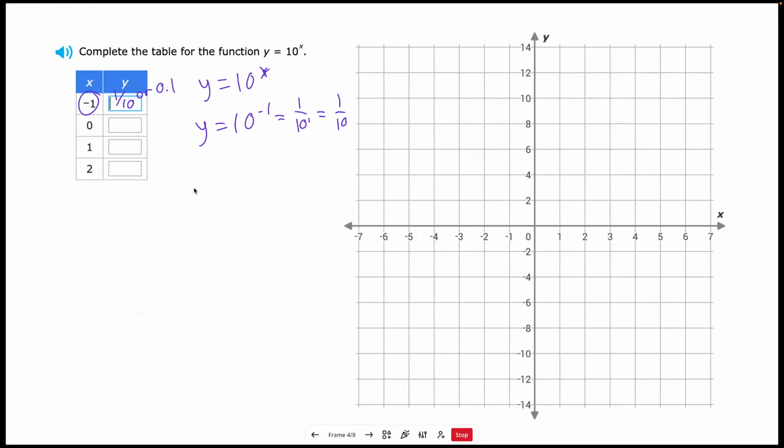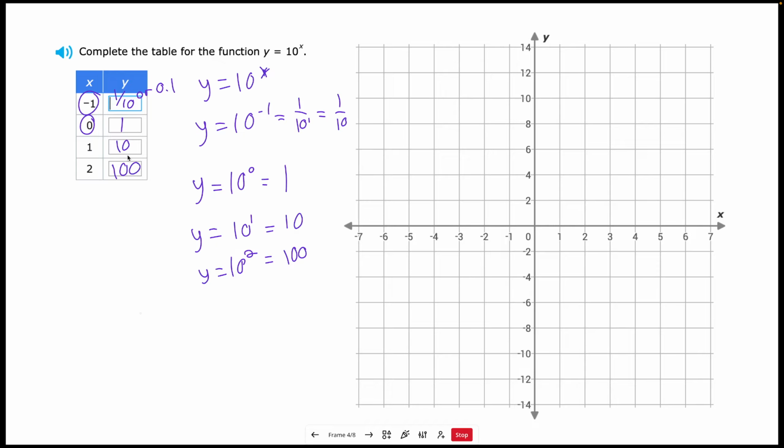All right, the next one is to the 0 power. So now let's change the x to 0, so 10 to the 0 power, which is just 1. Now let's do it for the 1. 10 to the first power is just 10. And the last one, 10 squared, 10 to the second power is 100.